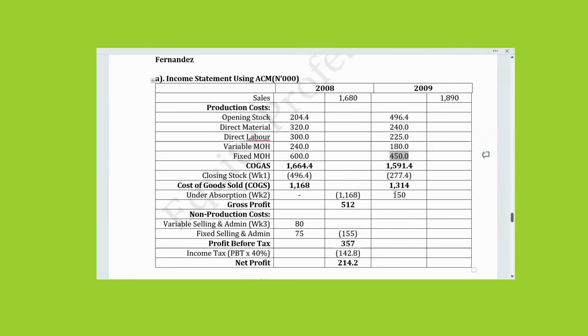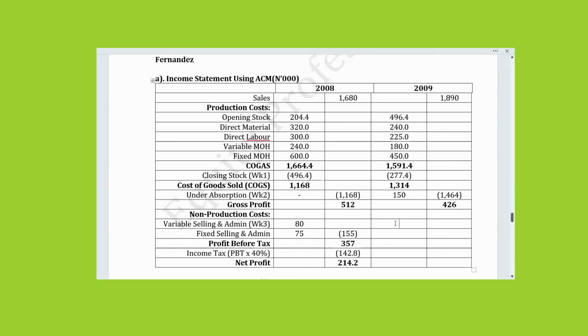All right. So Festus, add it together. 1314 plus 150. What do you have? 1464. So 1464 minus 1890. What do we have? 426. That is called gross profit.